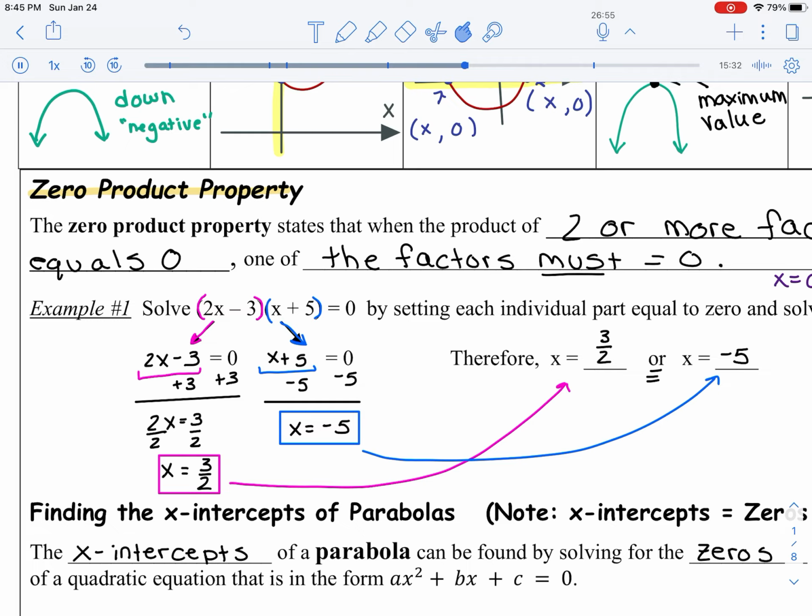If you're comfortable with that, you can move forward to the next video where we talk about using this to find x-intercepts of parabolas.